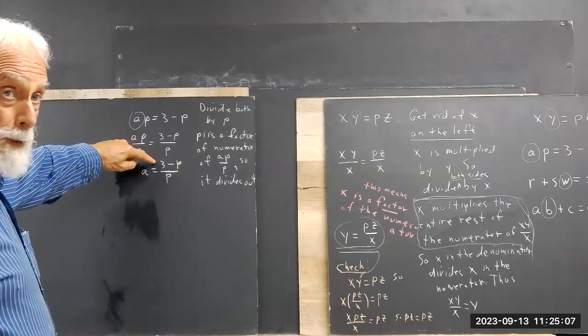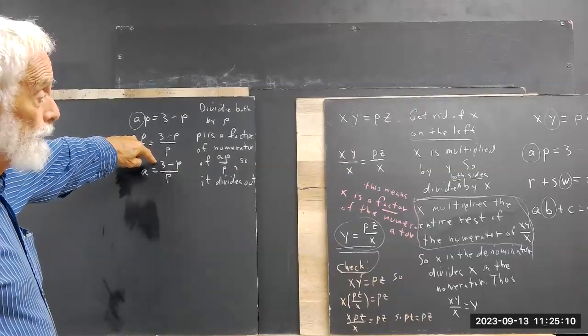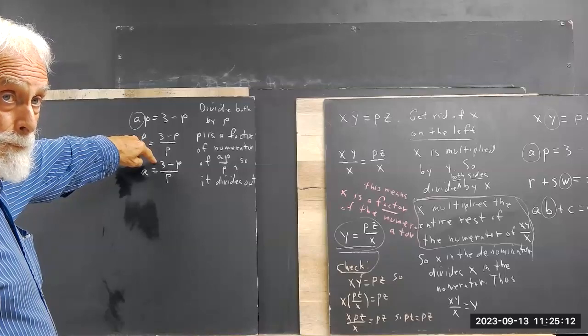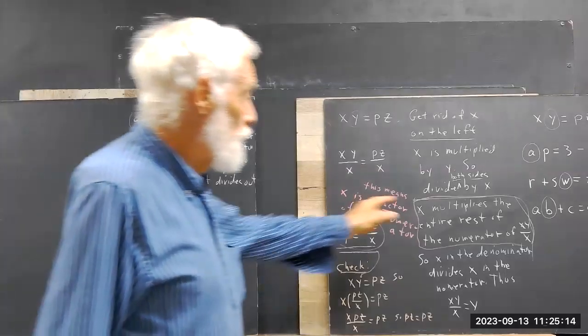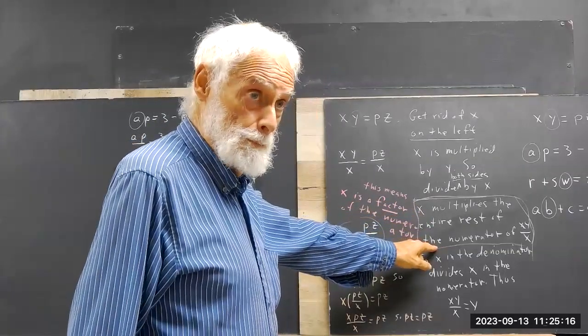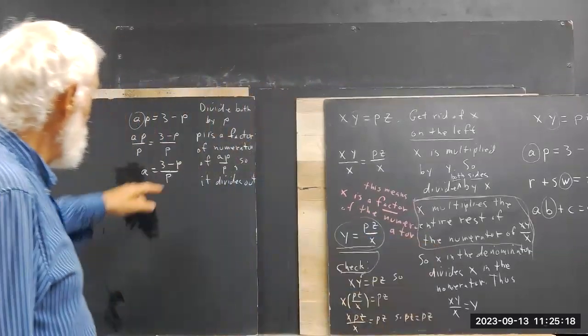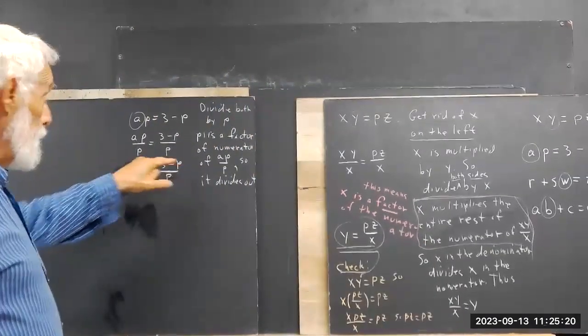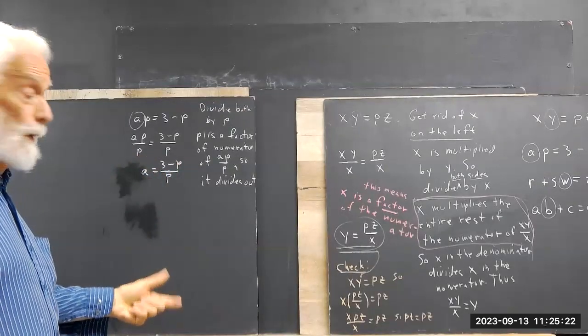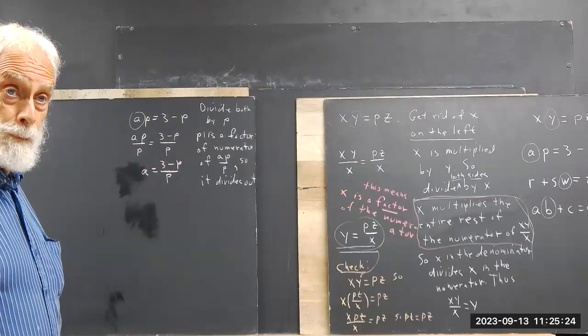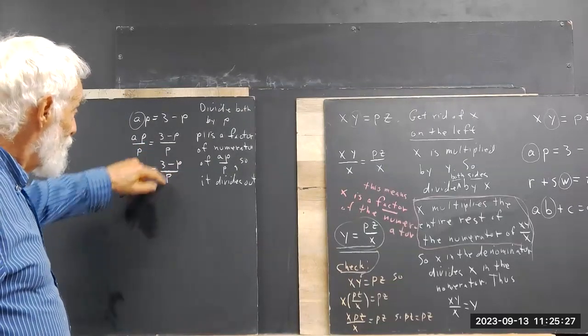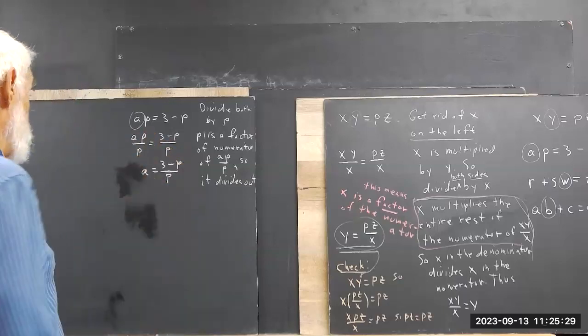What does it mean to be a factor of the numerator? It means it multiplies the entire rest of the numerator, right? Does P multiply the entire rest of this 3 minus P? No, P is not multiplied by 3. Okay? So you can't cross those. You can't divide out P.